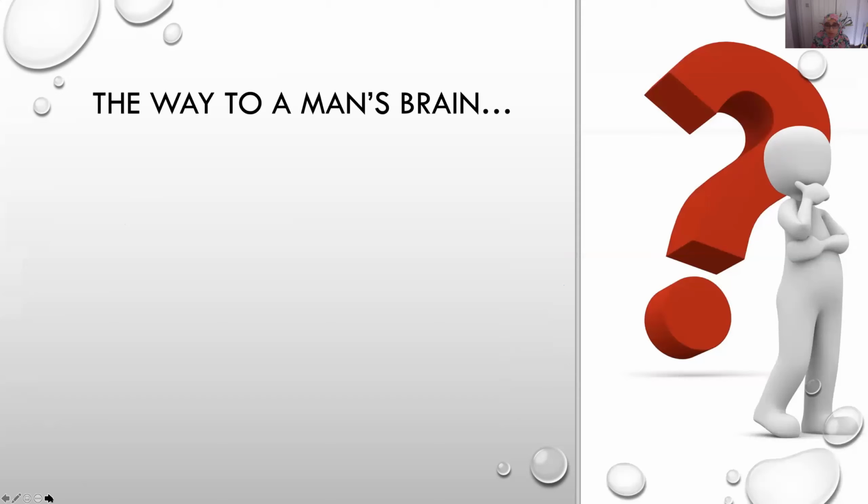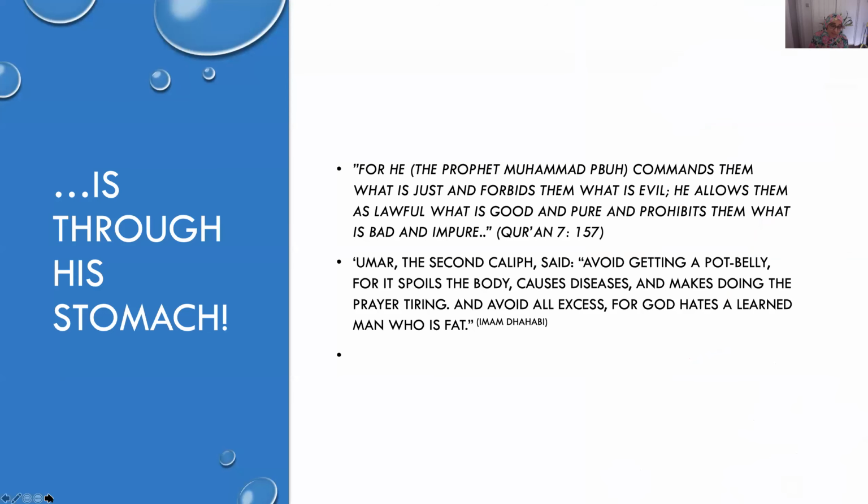But actually, what is the way to a man's brain? I think I've just given you the answer. So the way to a man's brain is also through his stomach. And simply this is because the stomach is the second brain, and the brain and the stomach are so closely interlinked. And from our point of view, the spiritual heart is closely interlinked to our gut as well.